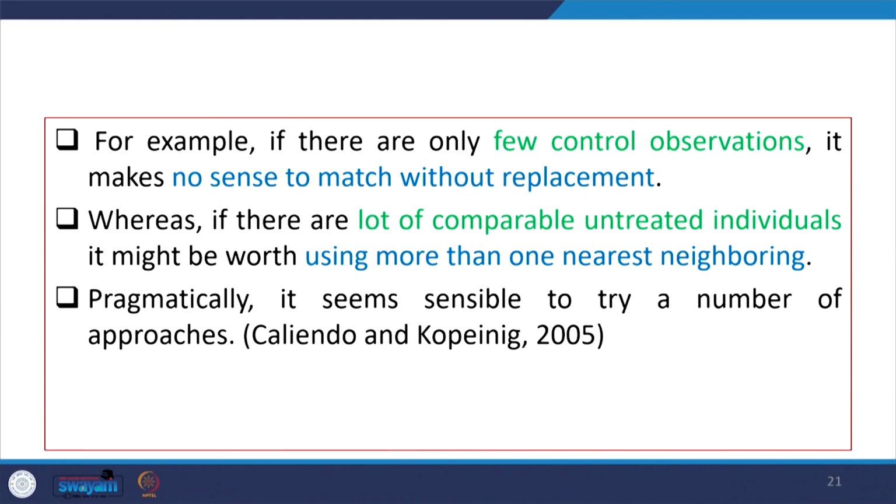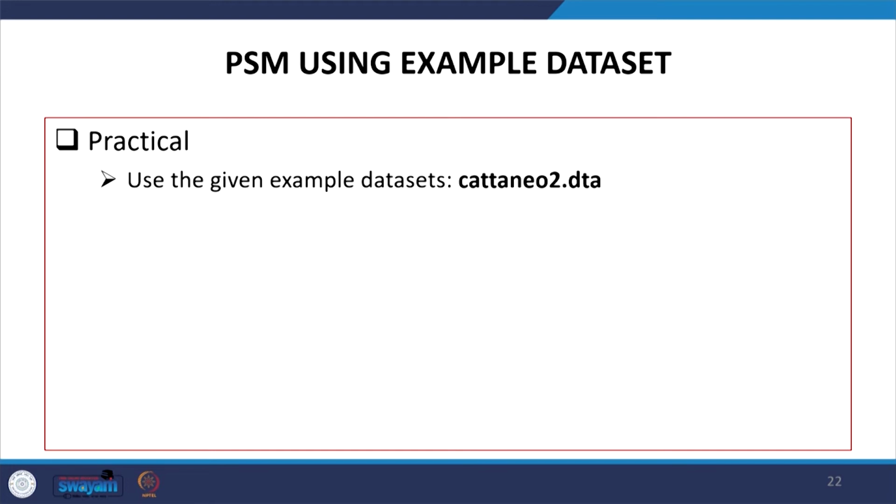The performance of different matching estimators varies case by case and depends largely on the data structure at hand. For example, if there are only few control observations, it makes no sense to match without replacement. Whereas, if there are a lot of comparable untreated individuals, it might be worth using more than one nearest neighbor. Pragmatically, it seems sensible to try a number of approaches, so that we can find out the robustness of the method.